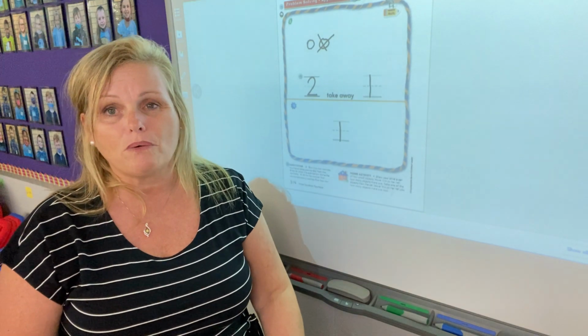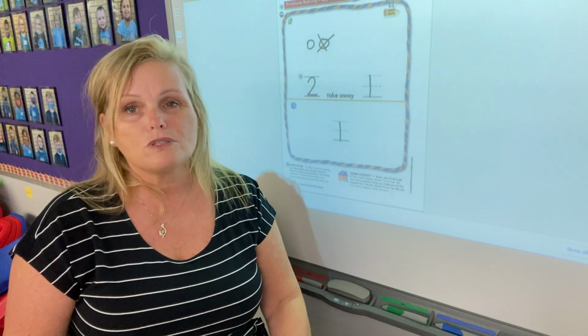We learned a little bit today about what the symbol looks like and how to write it. We'll do some more tomorrow in math.